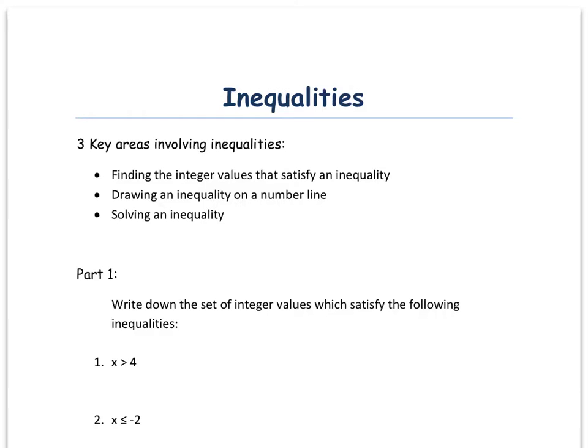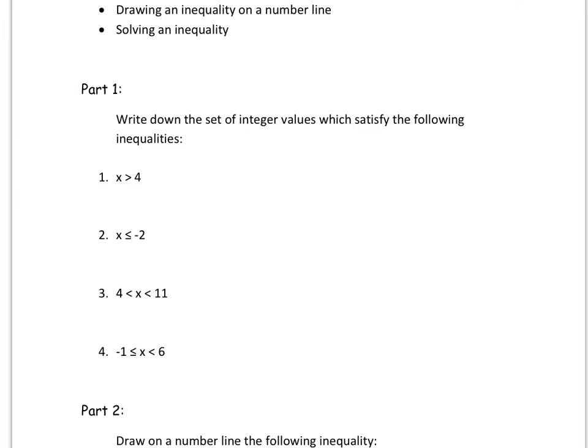So the first one is to write down a set of integer values which satisfy the following inequalities. Right, so x is greater than 4. So this means we're looking for values which are bigger than 4. Now, if you got a question like this in an exam, they'd usually tell you to write down a certain number of values, because otherwise you'd be writing forever, because every number from 5 onwards is bigger than 4. So let's just write down the first 5. So we've got 5, 6, 7, 8, 9.